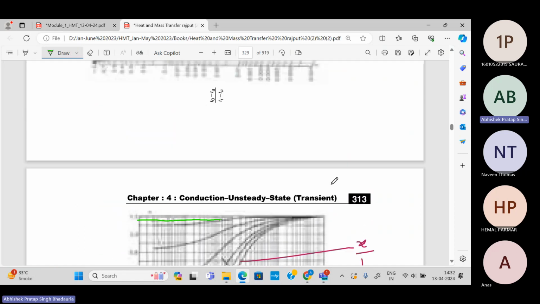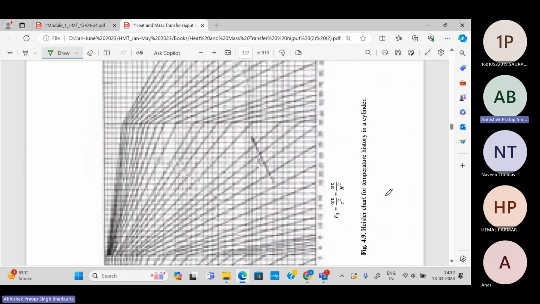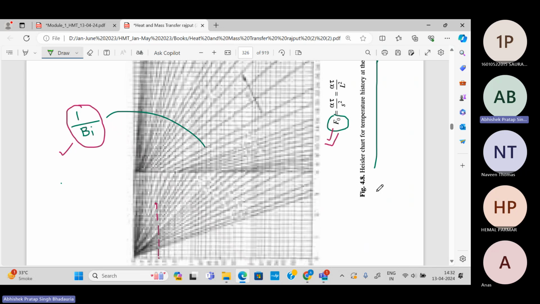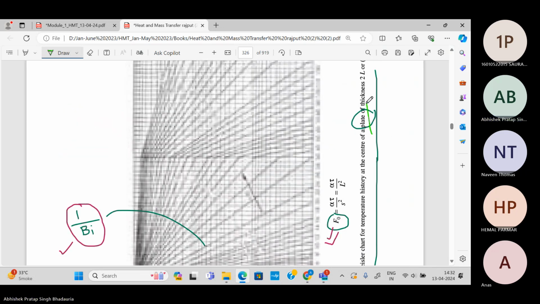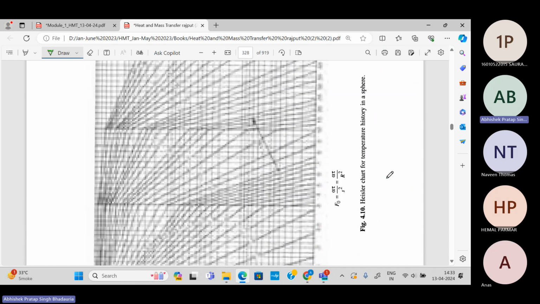Now let's see. I've already told you the Heisler charts are available for different geometries. From the subject point of view, four geometries are there: the plate, cylinder, sphere, and cube. So a separate Heisler chart is available for each geometry. This is the Heisler chart for the plate. This is the Heisler chart for the cylinder. This is the Heisler chart for the sphere. And likewise there is a Heisler chart for the cube also.